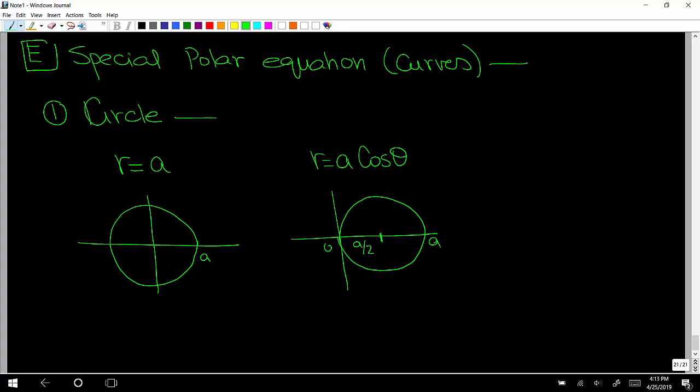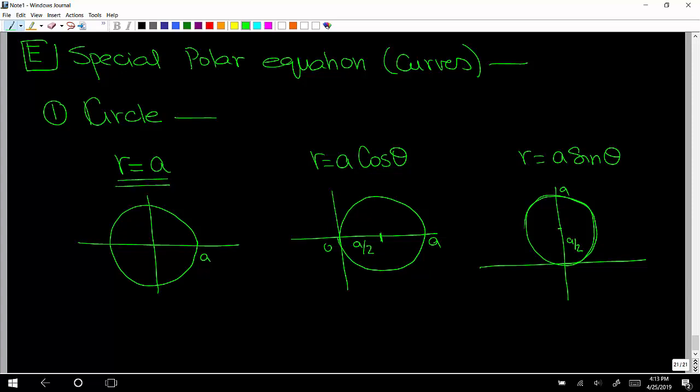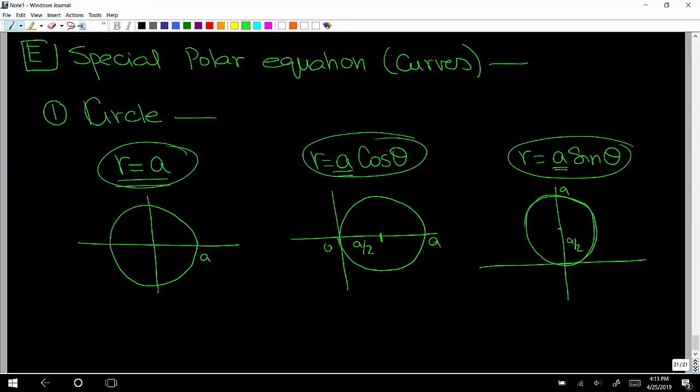And another way we can get a circle is r is a sine theta. So this time again we get a circle, except now it's going up. It's above the x-axis. This here is a over 2, so the radius is a over 2. The first one gives us a circle of radius a; these give us a circle whose radius is that number divided by 2. Okay, so these all give us circles. Remember these so you don't have to look them up or plot them on your calculators. You can figure those out easily. And I'll show you how to plot these on your calculators in a little bit.